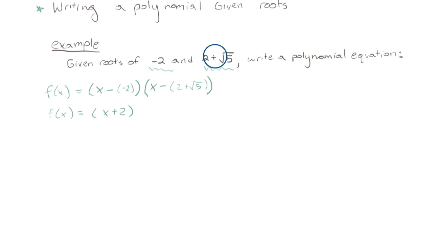And just like when we had complex roots, where we had a number plus an imaginary number, with radicals, these come in conjugate pairs as well. So if we know that 2 plus the square root of 5 is a root, we also have to consider that 2 minus the square root of 5 is a root. And so we must use that when building our polynomial.